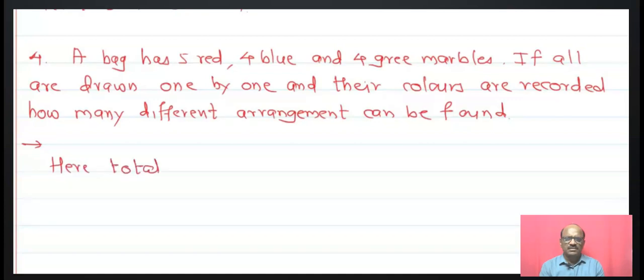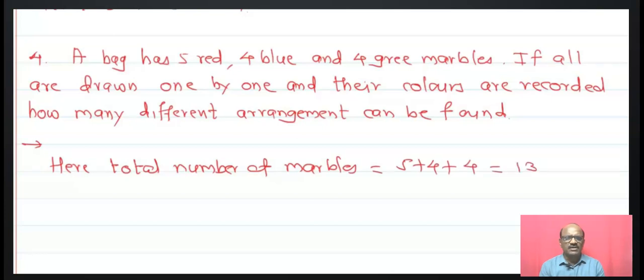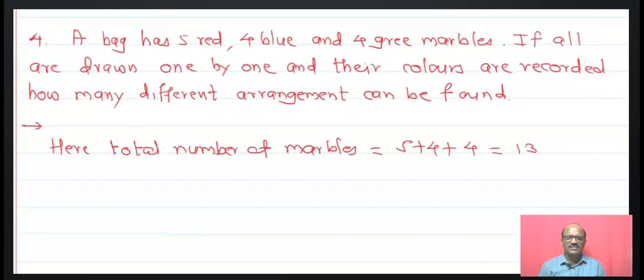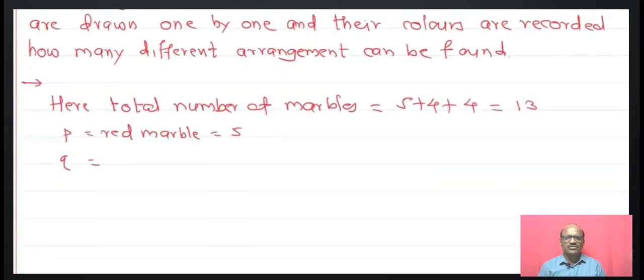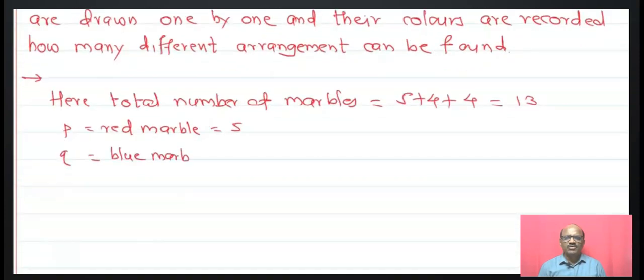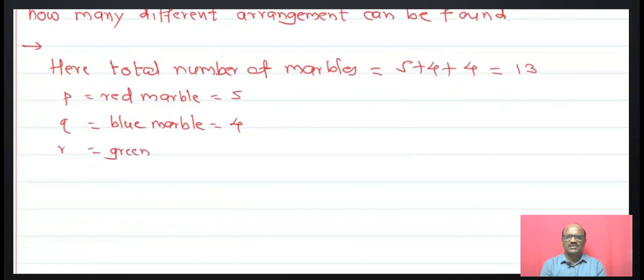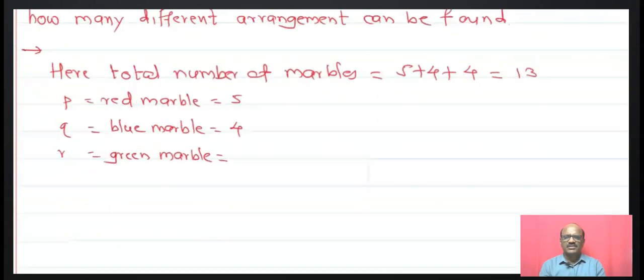Now here, the total number of marbles is 5 plus 4 plus 4, that is equal to 13. Now here P, the red marbles, is equal to 5. Q, blue marbles, is equal to 4. And last is green marbles, which is equal to 4.